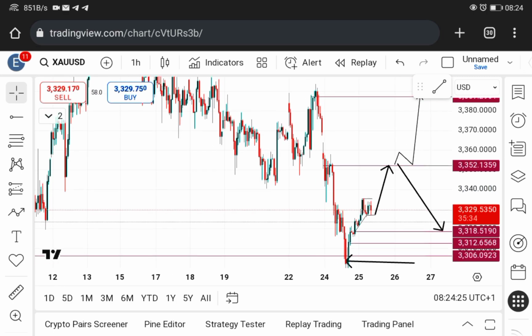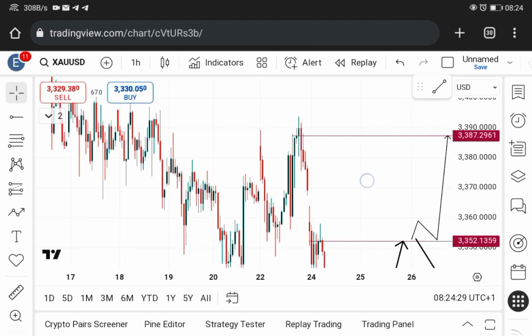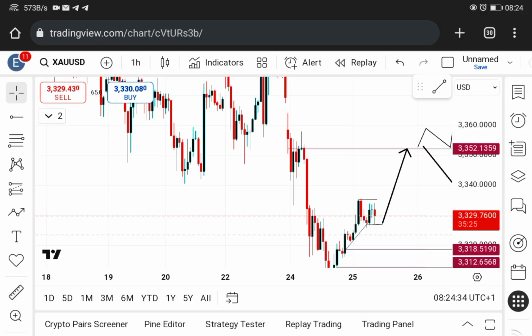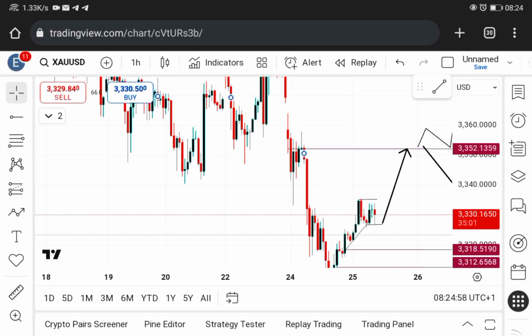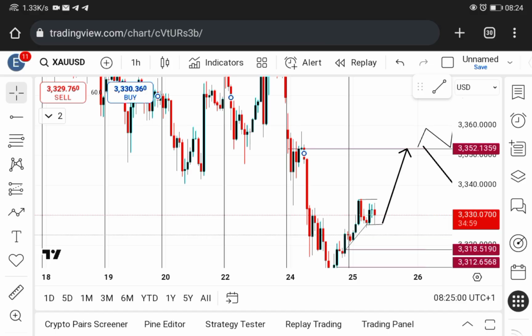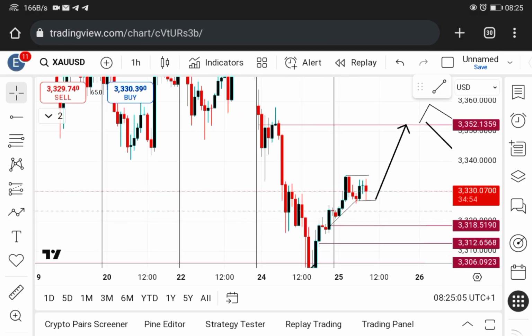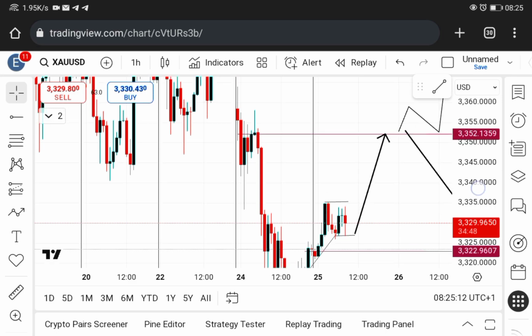So this was what happened yesterday. While I was asleep, let's go to M15. Let me enable my sessions indicator. So I've just enabled my session indicator. You can see that today started from this very point. That is where today started from.